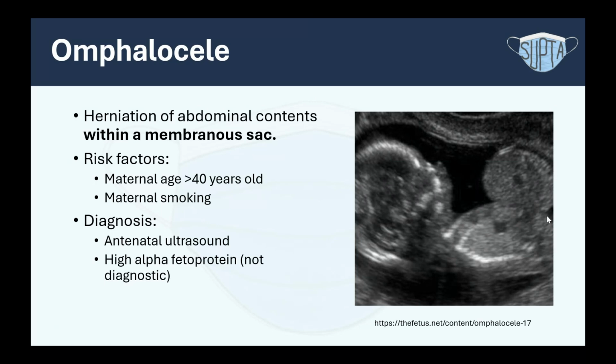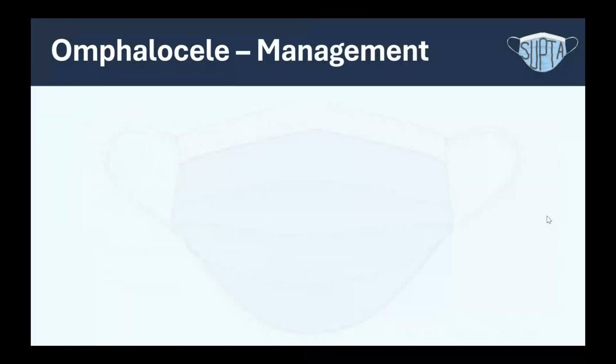This is not going to be diagnostic. There could be a whole bunch of other reasons why you might see high AFP, but it might suggest that there might be something going on, such as an omphalocele. Okay, so now the baby is born, and now you have to act really quickly to help it and then fix the problem.